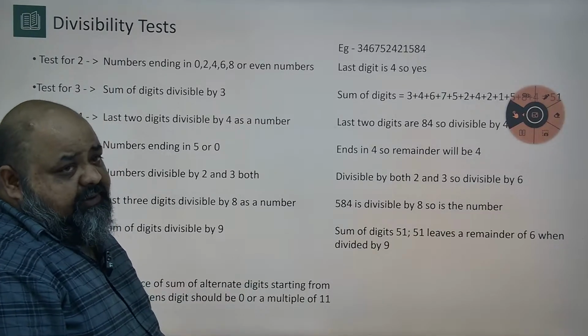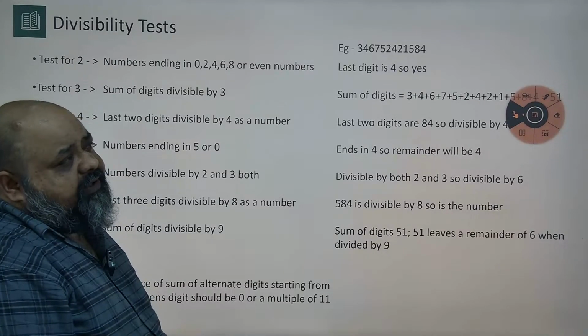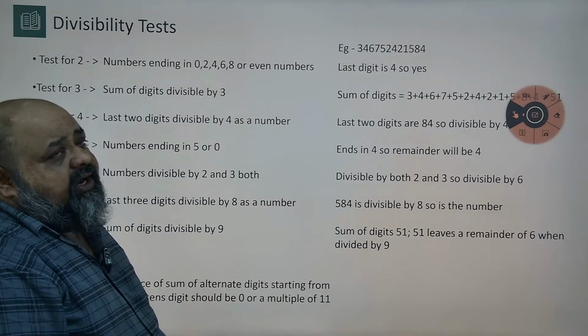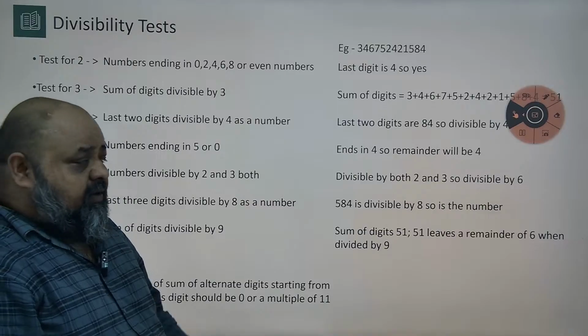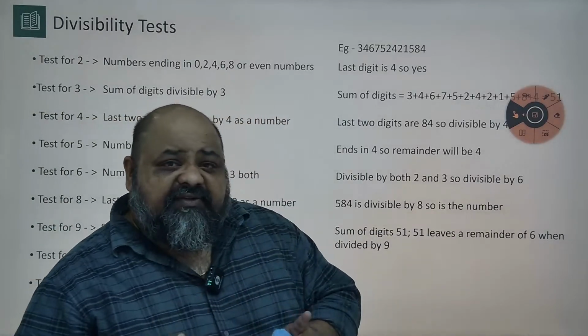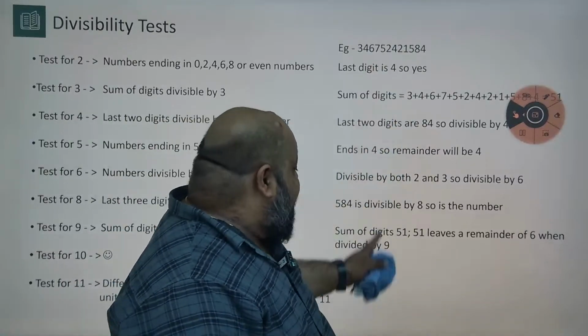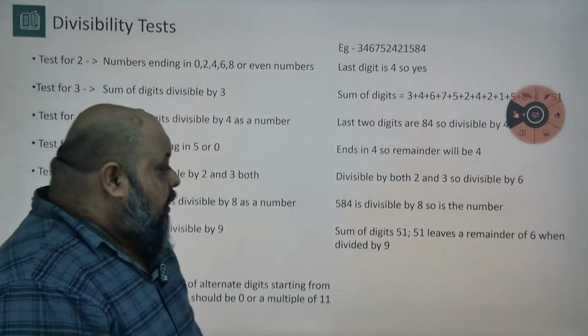51, divisibility by 9. 51, if I check, it is not divisible by 9. 9 fives are 45. 45 and 51, there is a difference of 6. So the remainder of this number when divided by 9 will be 6.